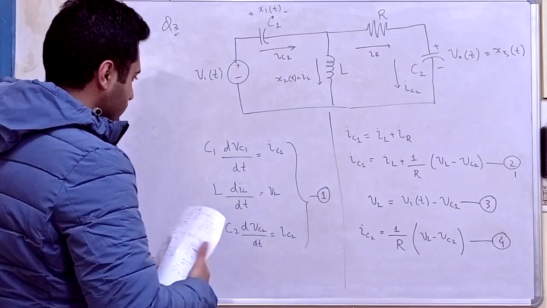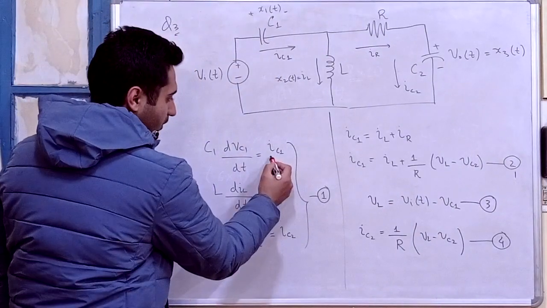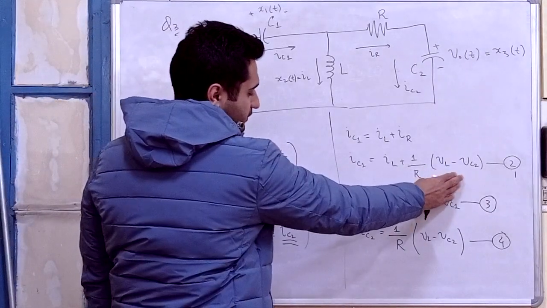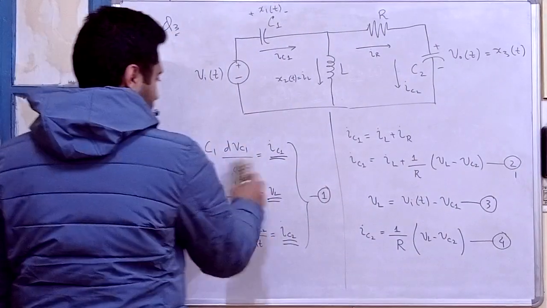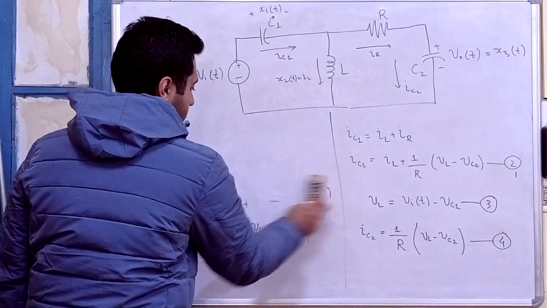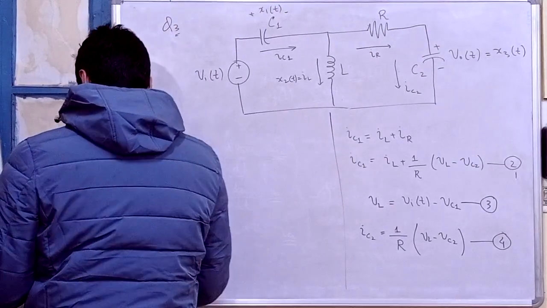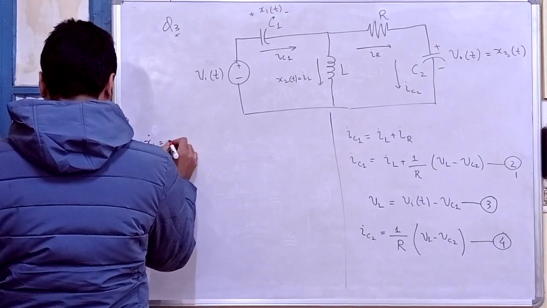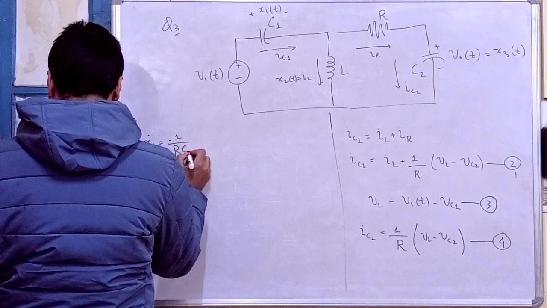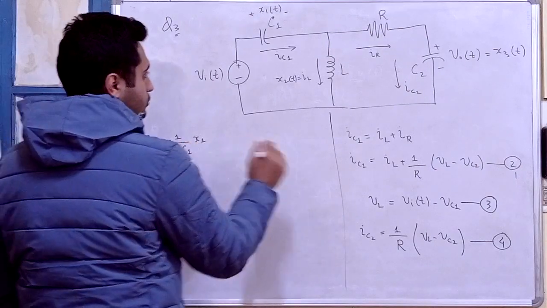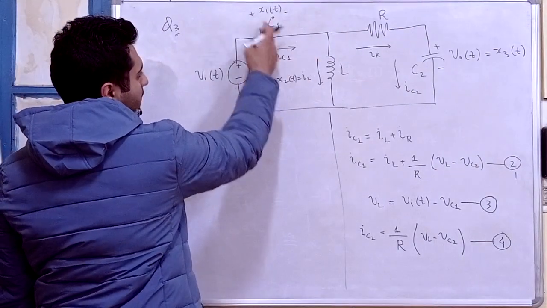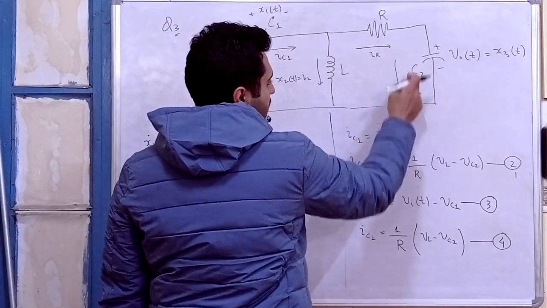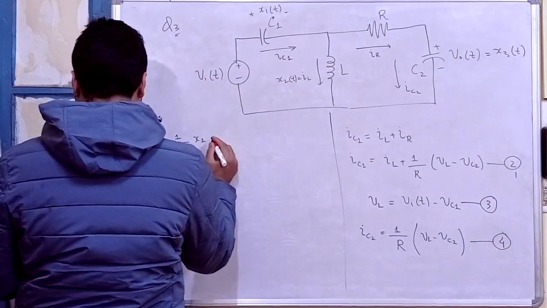So now you can substitute this. You have IC1, VL and IC2. You can substitute all of them in these equations. This equation 1 can be substituted here. You will get the state equations, which is X1 dot. And then substitute in place of VC1 X1, in place of IL X2, and in place of VC2 X3. You will get these kind of equations.